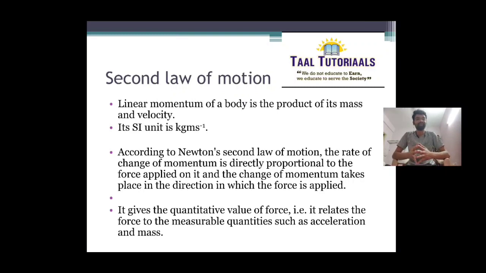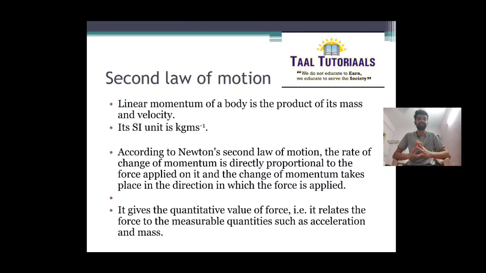So, what is linear momentum? Linear momentum is just the product of mass and velocity. As it is a product of mass and velocity, where the SI unit of mass is kg and of velocity is meter per second, the SI unit for linear momentum is kg meter per second. It is a vector quantity and it is denoted as P. Okay. So, what is Newton's second law?